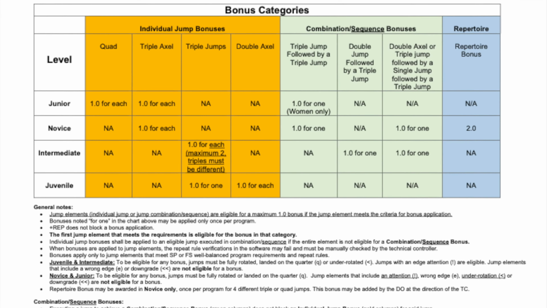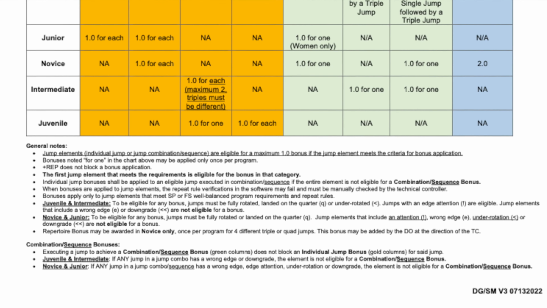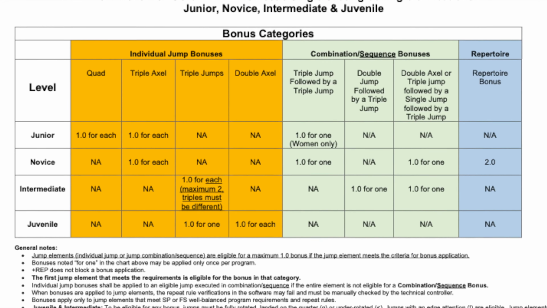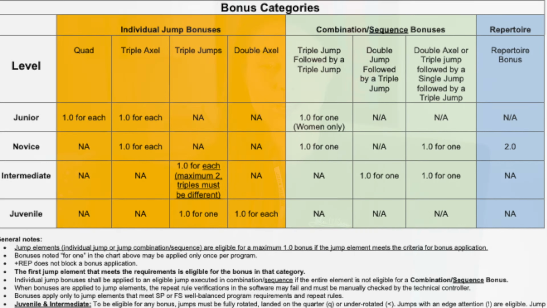The US also has domestic jump bonuses. That can be a maximum of 1 point per element, depending on your level. This is the domestic jump bonus chart. It has been updated for this year, 2022 to 2023. The most important one is the juvenile bonus for each double axel, and 1 point bonus for a triple, so that a juvenile can get a maximum of 3 points bonus.